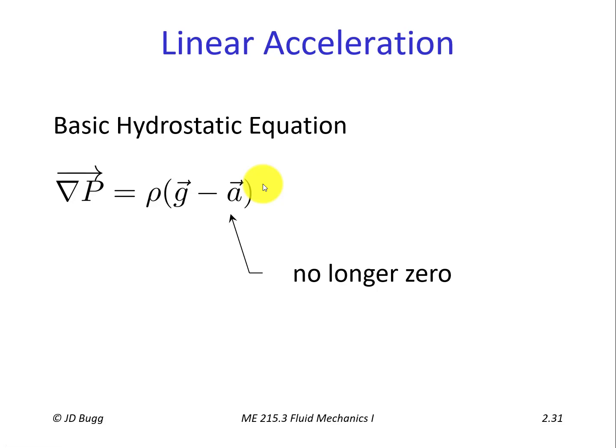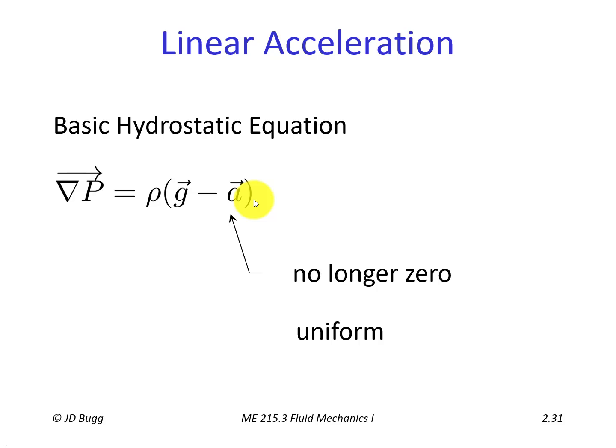And for linear acceleration, that is a uniform acceleration. And what I mean by uniform acceleration is that all points in the fluid have exactly the same acceleration. So same magnitude and same direction. So that's the end of the theory for linear acceleration. We'll see when we do examples how this plays out. But the basic difference is that a is no longer zero, but it is a constant. By that I mean the same at all points in the fluid.